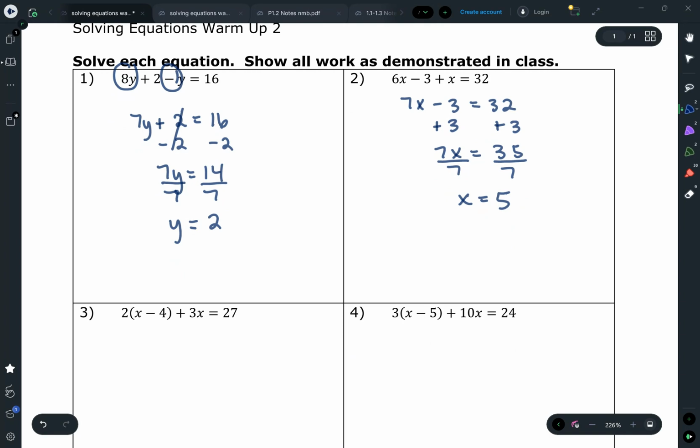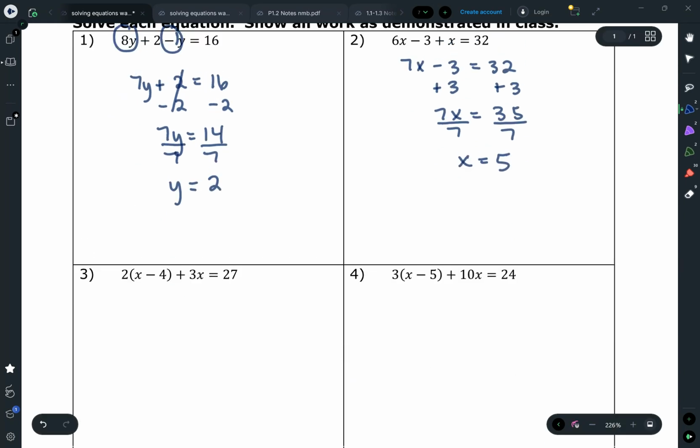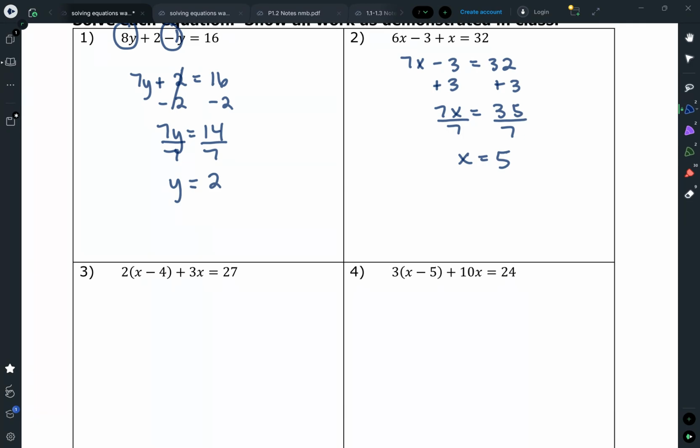So hopefully you've got x equals 5 on the second one. Third one we'll do together again. On the third one, I do need to distribute first to get rid of my parentheses because I can't add this x with this x over here when it's inside parentheses. It's like protected there. And I can't really combine the x and the 4. So we're going to start out by distributing.